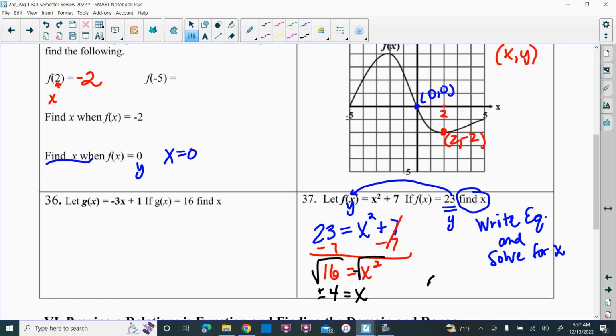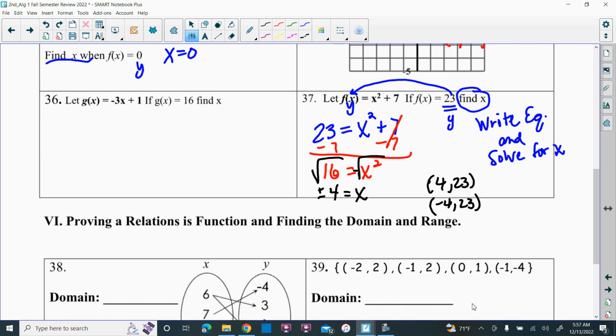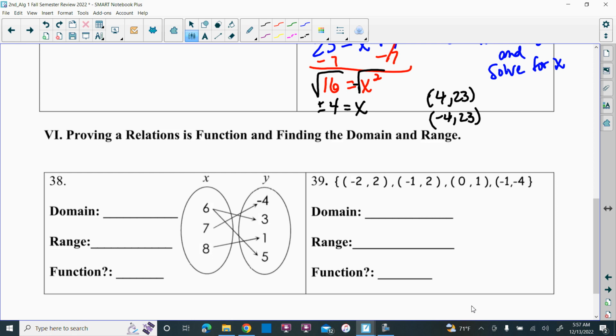So if I was looking at the ordered pair, this would be 4 comma 23, or I can say negative 4 comma 23, because they both give me the same result. All right, so now we're getting into domain and range.